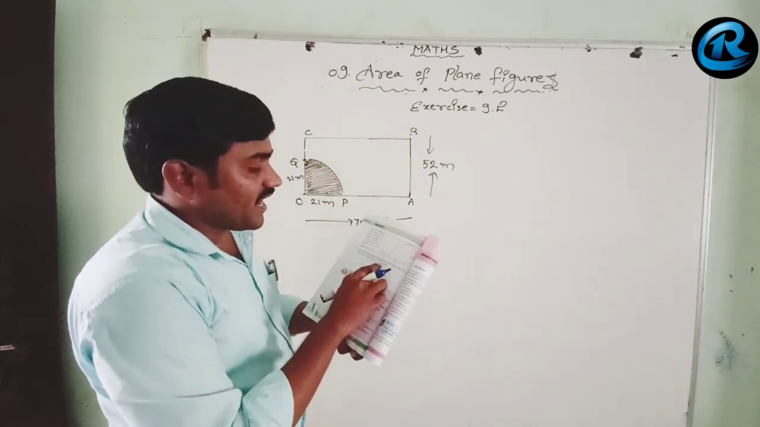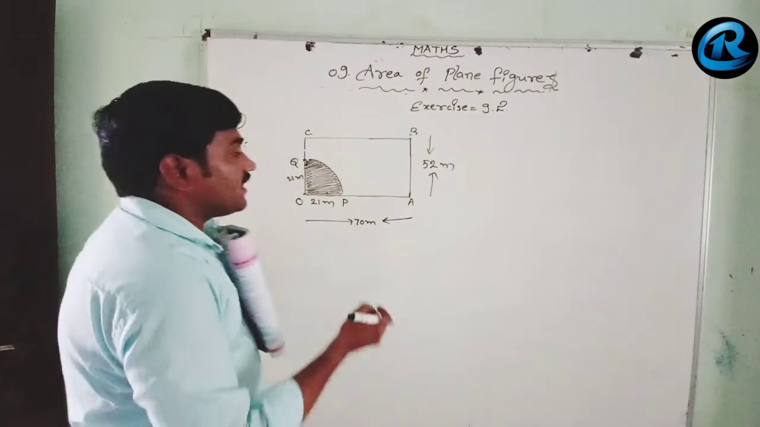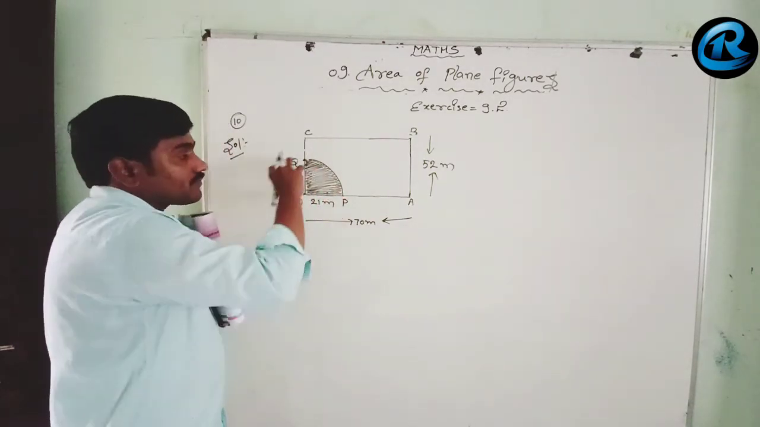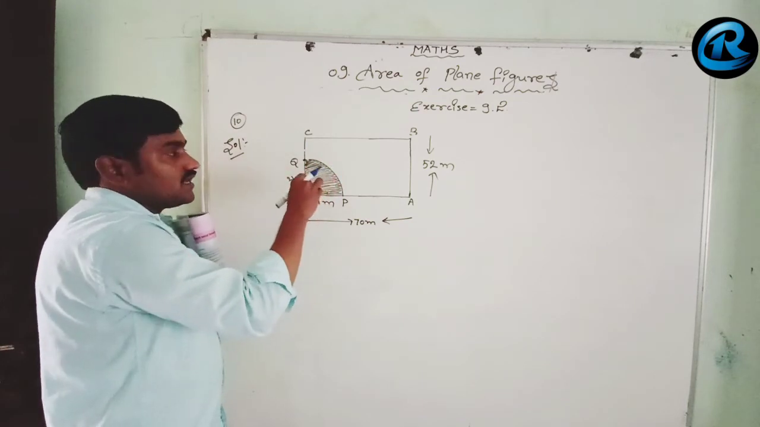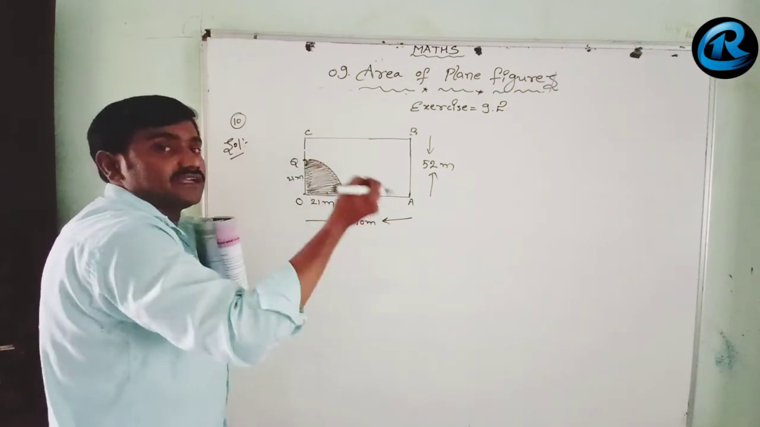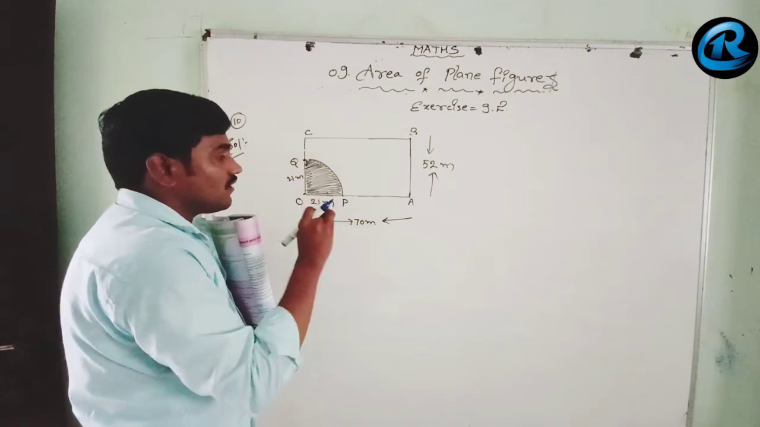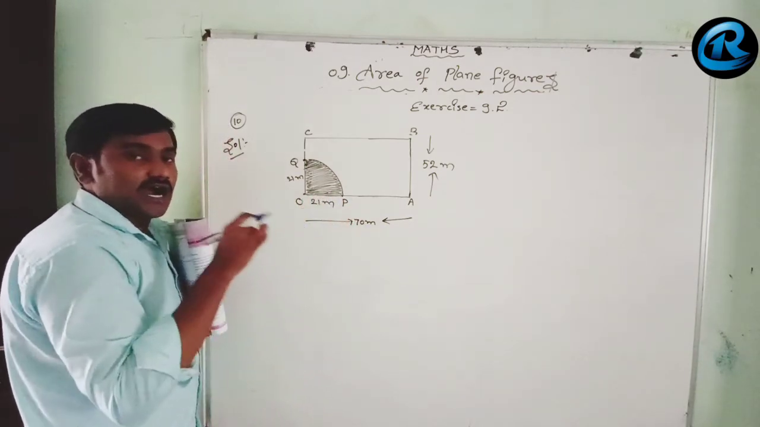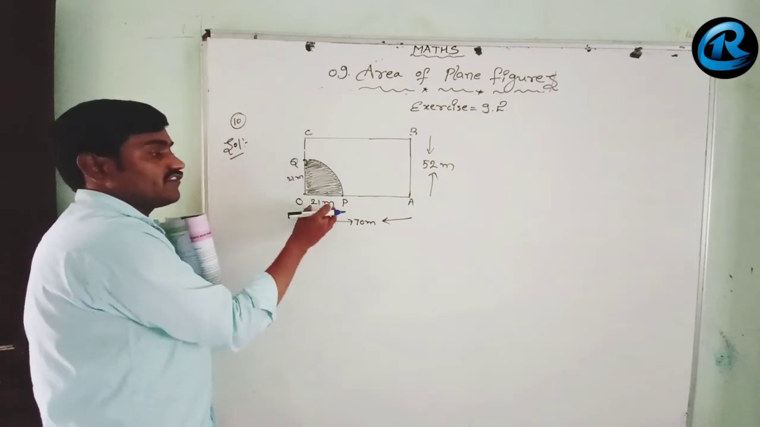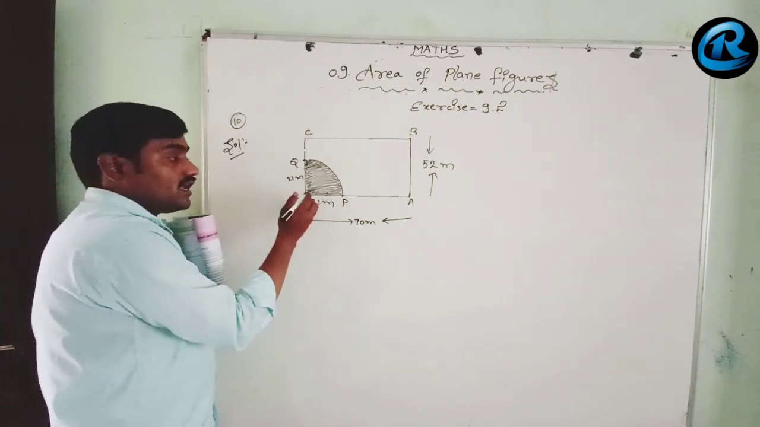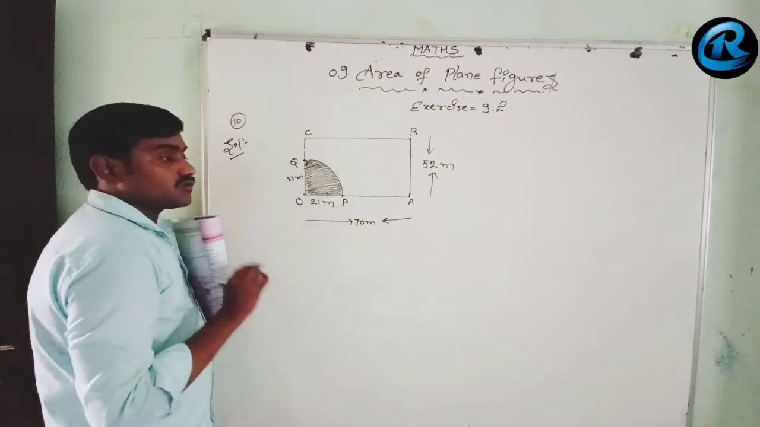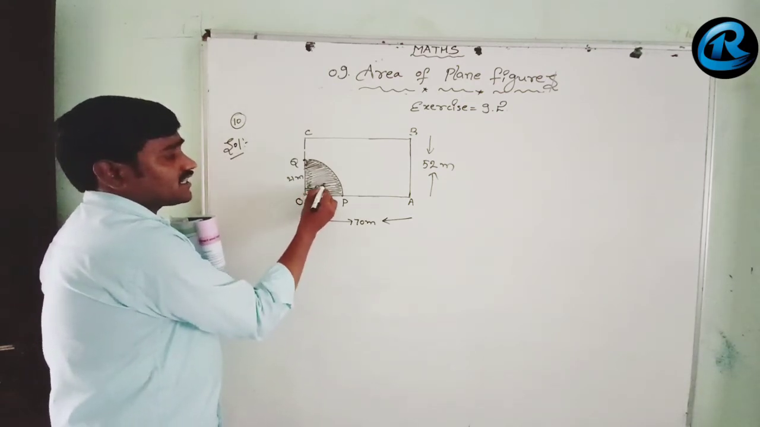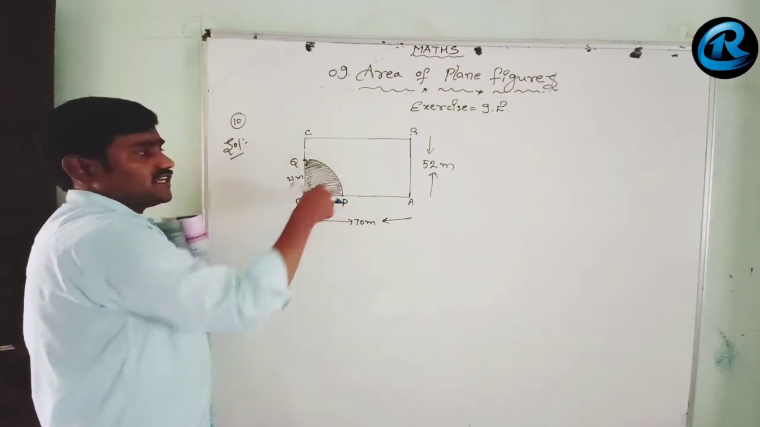So how much area can it graze? How much area of grass can be eaten by the horse, tied here with 21 meters of thread? So let us see that. Simple. Now you have to find the area of the sector.